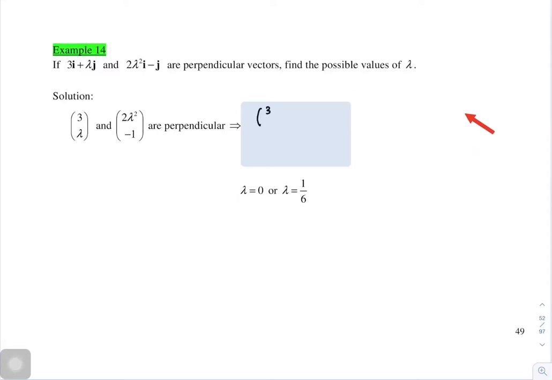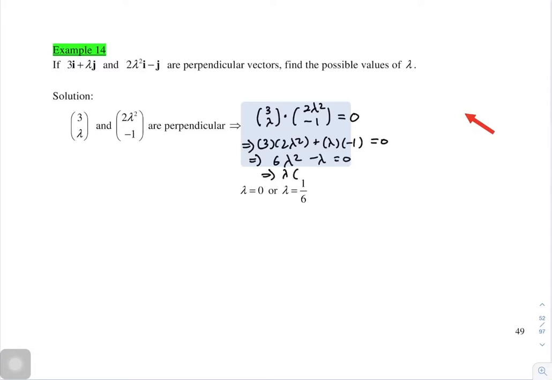So what we will do is 3, lambda dot with 2 lambda squared, negative 1, we should get 0. Simplifying, you have 3 times 2 lambda squared plus lambda times negative 1 equals 0. Solving this, where you actually have 6 lambda squared minus lambda equals 0, will give you the values that we are looking for down here.